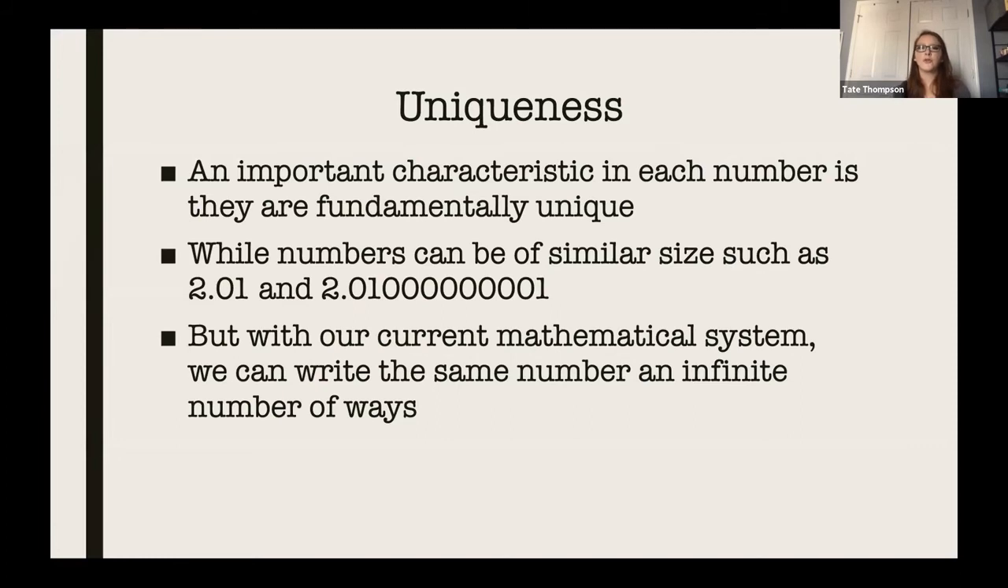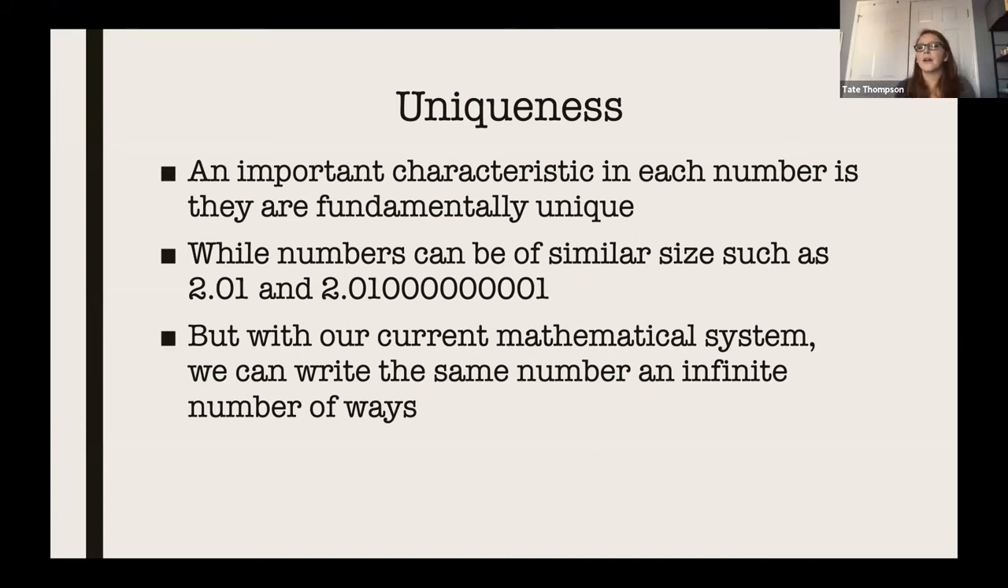An integral part of our research was the uniqueness of a number. An important characteristic, and arguably the most important in each number, is that they are fundamentally unique. So while numbers can be similar in size, such as 2.01 and 2.010001, those numbers are not the same. They do not equal each other. They're very, very close to each other on the number line, but they are not equal.